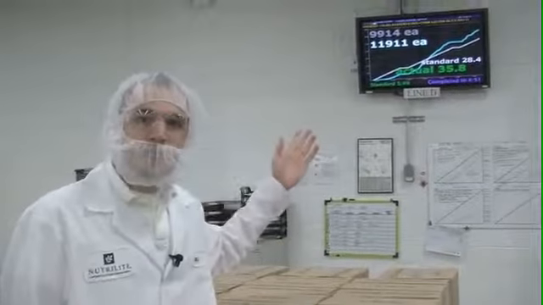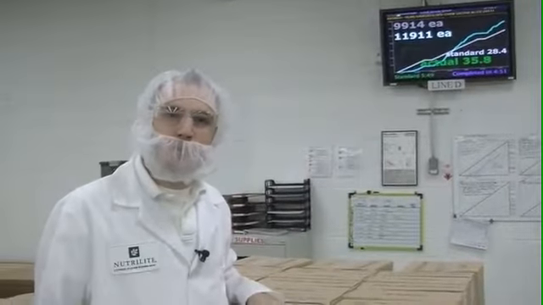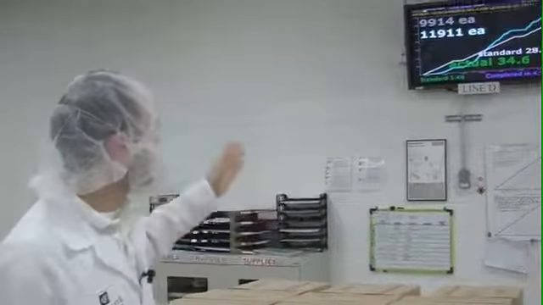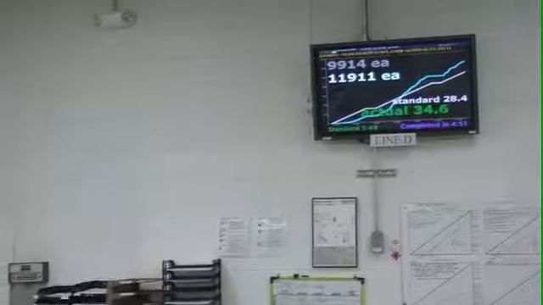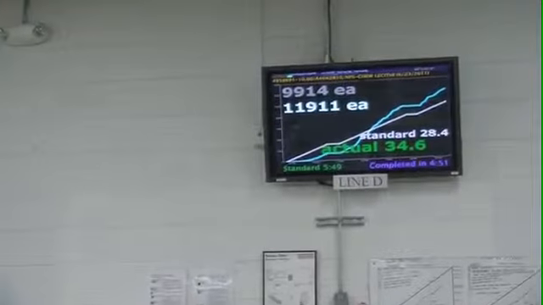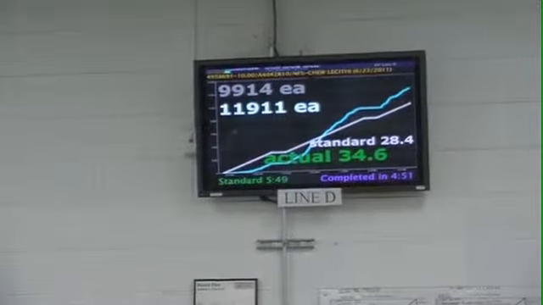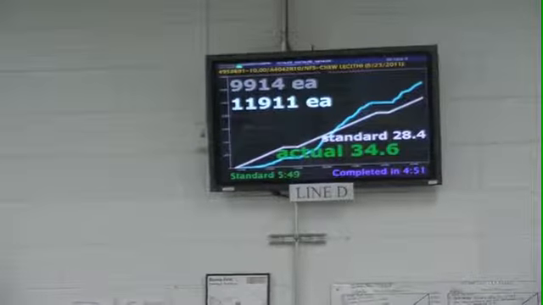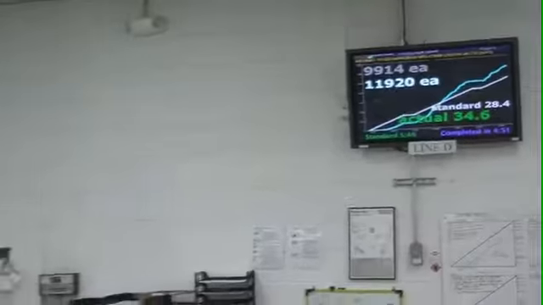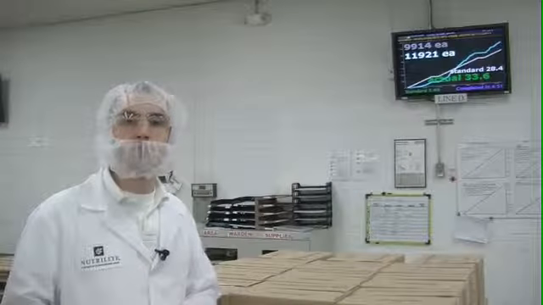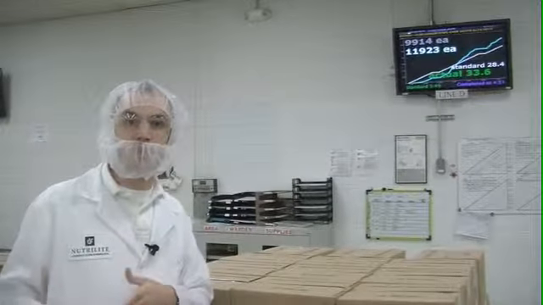So this is our Visual Factory system. Visual Factory is meant to show the production of the line throughout your order, throughout the day, throughout every shift. Right now you can see two different lines on Visual Factory. You have the gray line. That's your standard line. That's the rate at which the line leads the line itself should be moving. The other line, the blue line, that's the actual line.